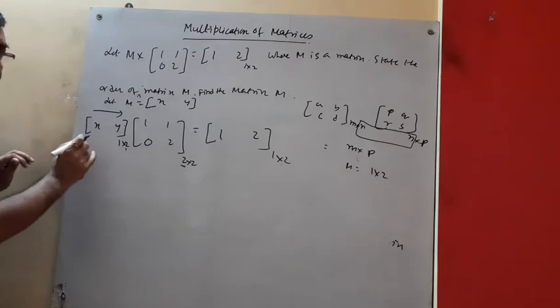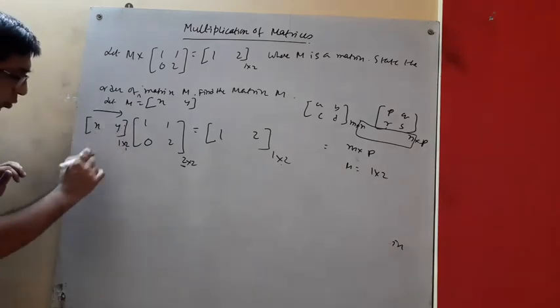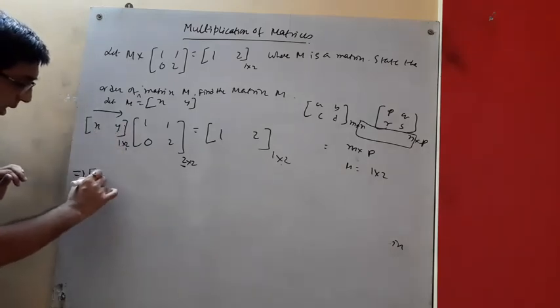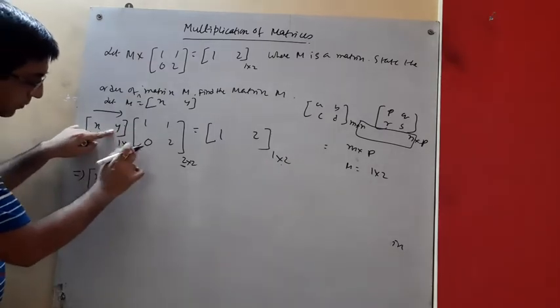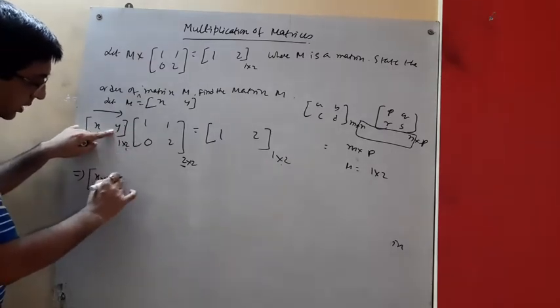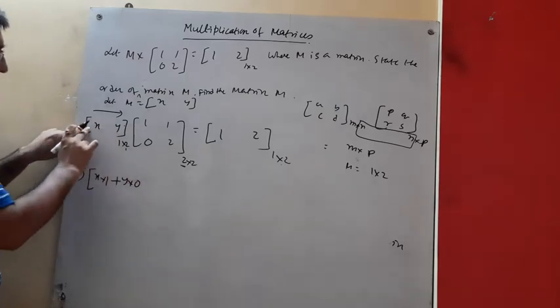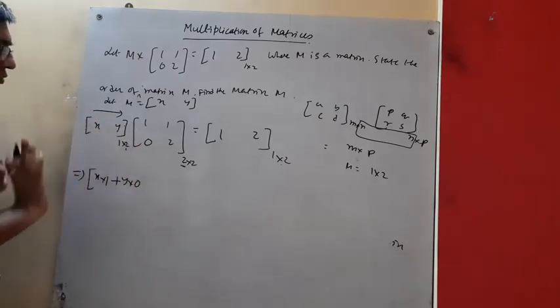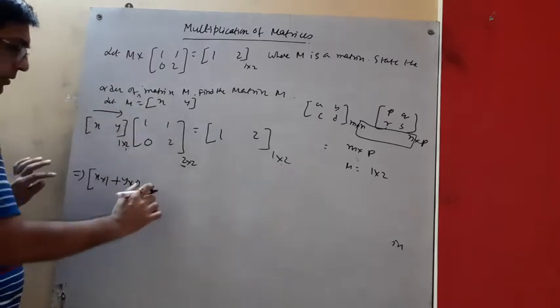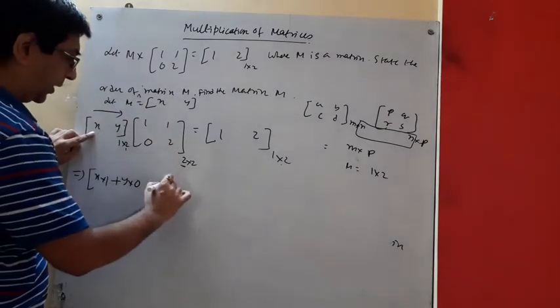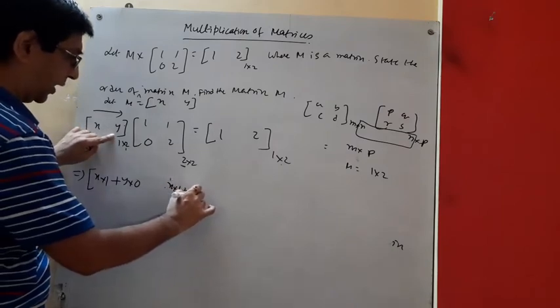So how to multiply? Okay, x into 1, this one into this one, then we come to here, plus y into 0. x into 1 plus y into 0. Okay, finished. This column is finished. Now this column, x into 2... x into 1 plus y into 2, right?